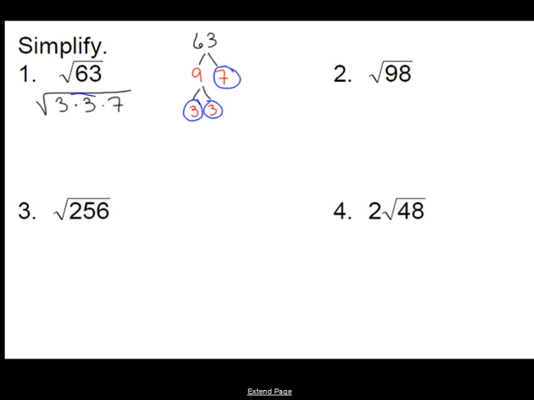Well, anytime you have a pair of numbers underneath here, they can come out as 1. 7 doesn't have a pair, so he gets to stay inside the radical. And now we're done. This one has been simplified. The square root of 63 is 3 times the square root of 7.